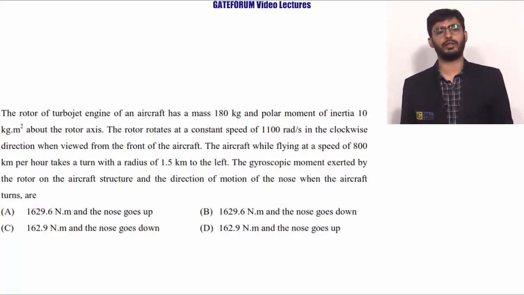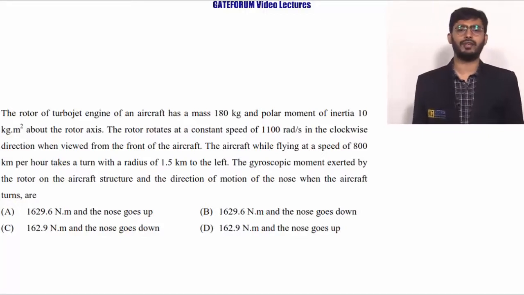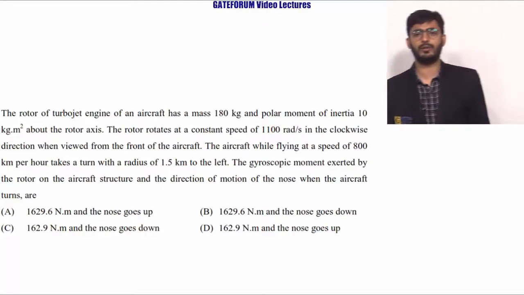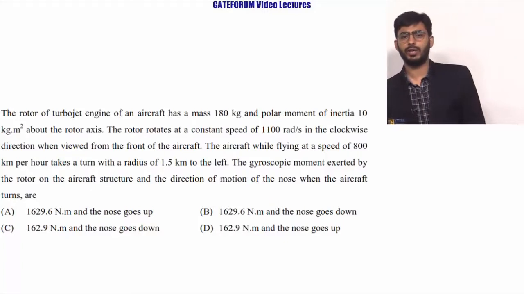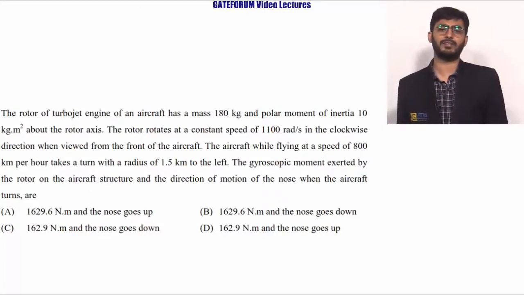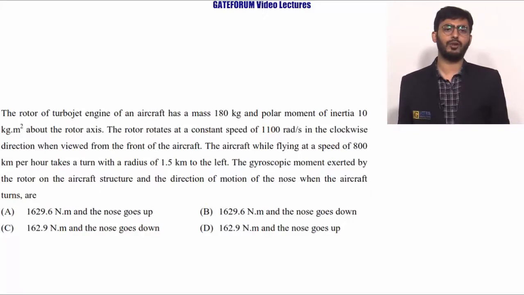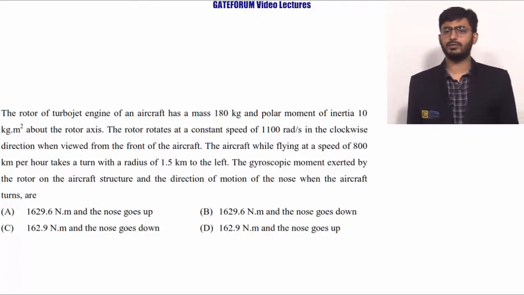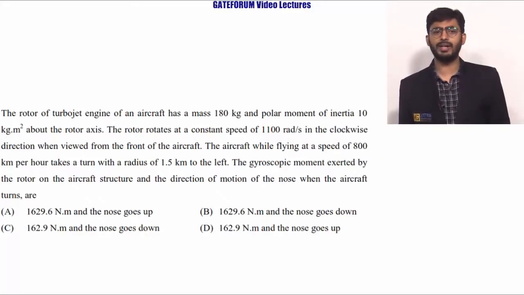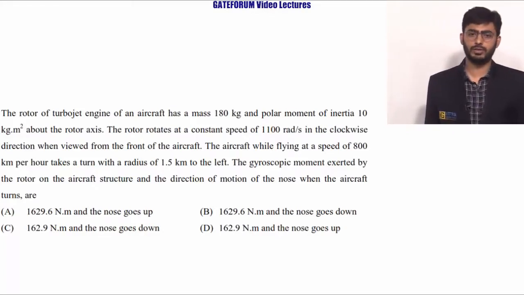Here is the question. The rotor of a turbojet engine of an aircraft has a mass of 180 kg and a polar moment of inertia of 10 kg m² about the rotor axis. The rotor rotates at a constant speed of 1100 radians per second in clockwise direction when viewed from the front of the aircraft, while flying at a speed of 800 kmph, it takes a turn with a radius of 1.5 kilometers to the left. Find the gyroscopic moment exerted by the rotor on the aircraft structure and the direction of motion of the nose when the aircraft turns.